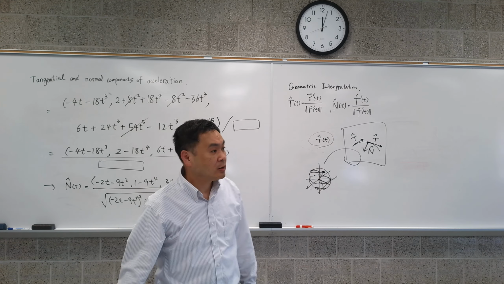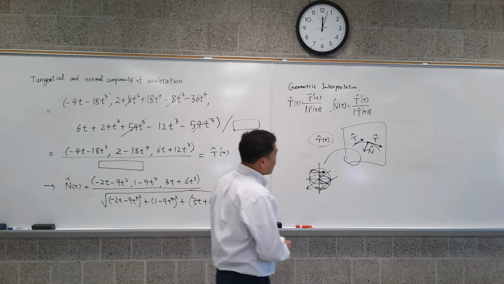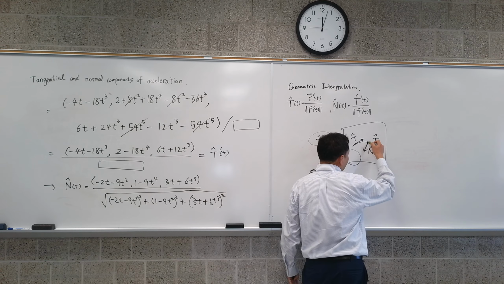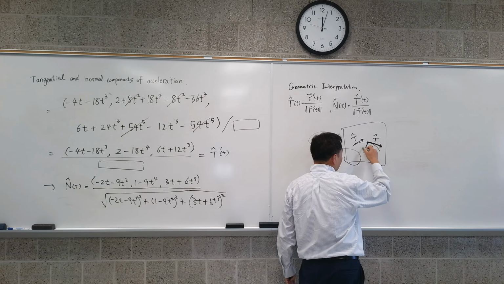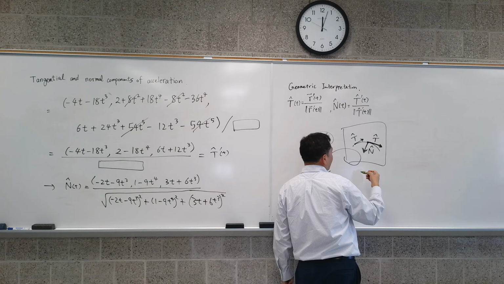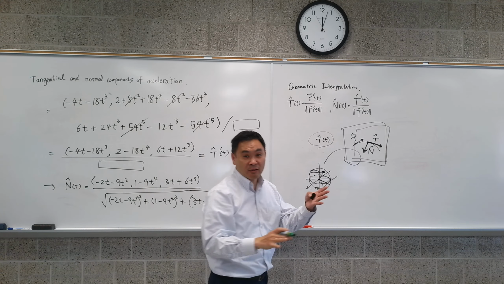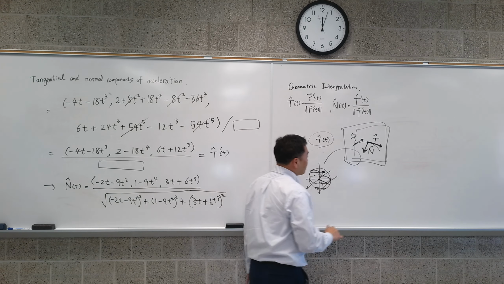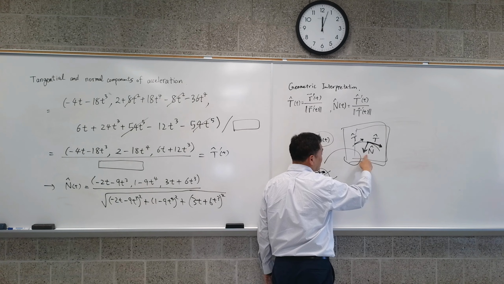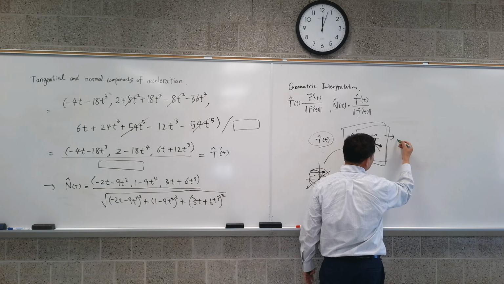Now this is 3D, so if you have a unit tangent vector and a unit normal vector, it just gives you a plane in 3D, right? And that plane, given by the unit tangent vector and the unit normal vector, is what's known as the kissing plane.